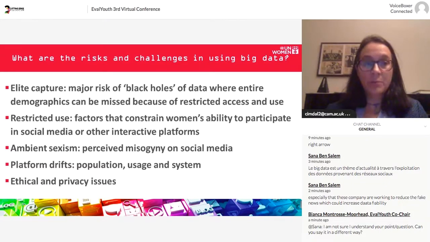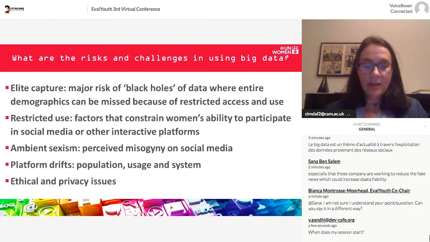Then we also have the problem of restricted use. Even if people have access, it doesn't mean that they are using social media in the ways that will be useful for evaluation. There are a number of factors that restrict women's ability to participate in social media and other interactive platforms, related to issues of ownership and control. So, for example, in situations of domestic violence, maybe social media or even radio can be controlled by the other partner, and people may not feel comfortable using it even if they have access.